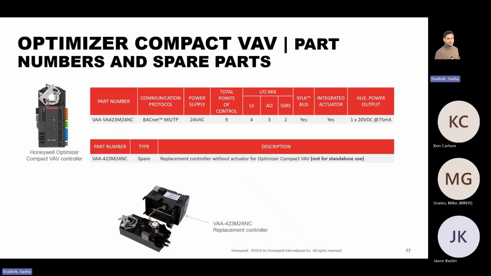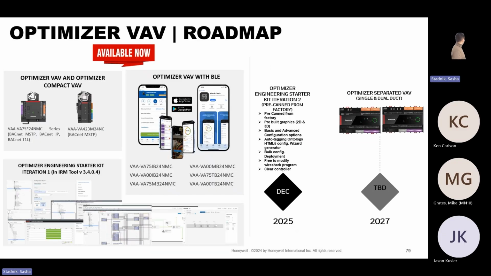One thing that we have on the roadmap as well is the separated VAV controller. It is still in 2027, and the reason why is because we need to migrate other stuff to Optimizer.